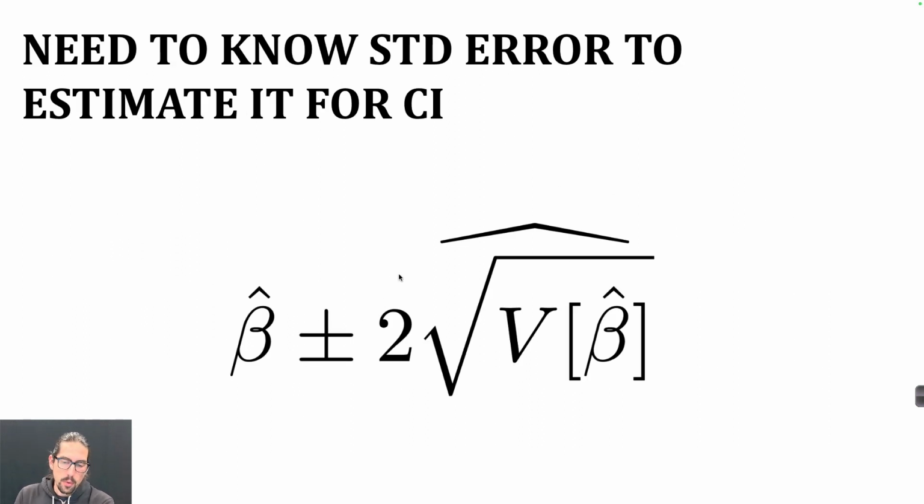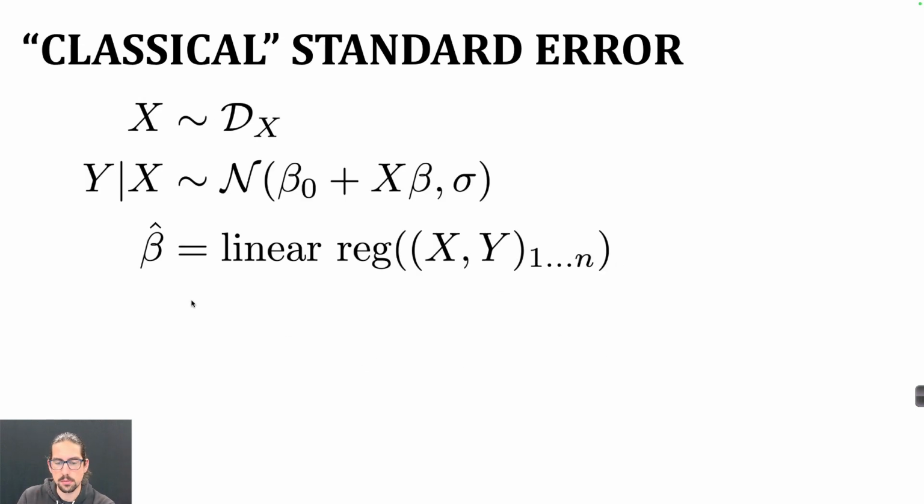And that's what we need to know if we want to estimate, for example, a confidence interval, right? So for the confidence interval, we would get the standard deviation of our estimate and then compute the estimate plus or minus 2 times that, right? Okay, so here's how this problem has been solved. And this is what you would learn in most classes on regression.